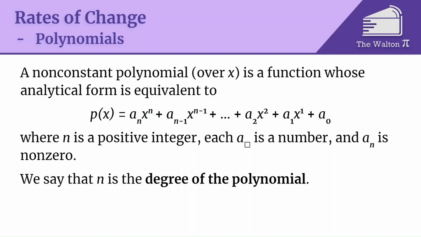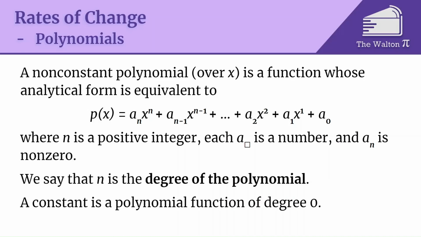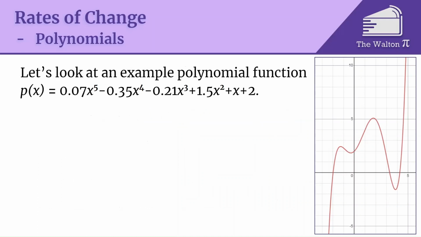And then what we're going to do is say that n is going to be the degree of the polynomial. It's the highest power of x that shows up. And then a constant is just a polynomial function of degree 0. So let's look at some examples and look at what the rates of change are doing on this function.